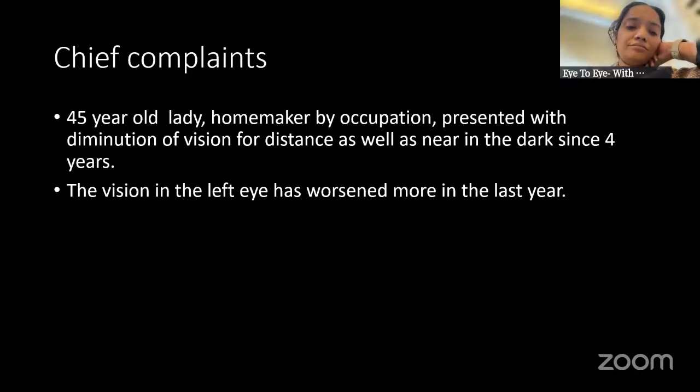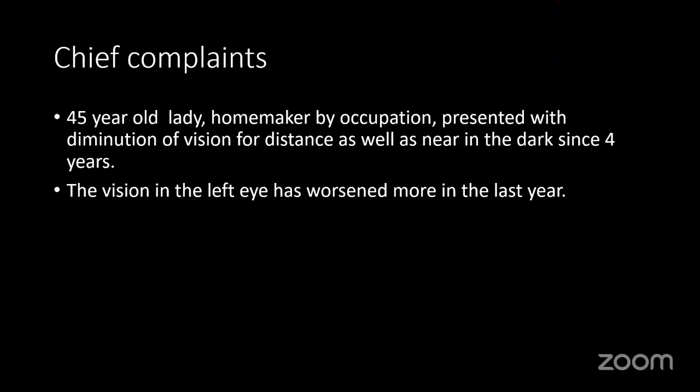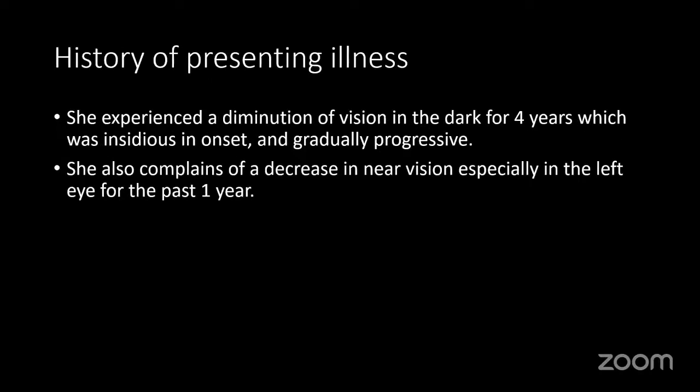So, we are presented with a 45-year-old lady who was a homemaker by occupation. She complained of diminution of vision for distance as well as near in the dark since 4 years. The vision in the left eye has worsened more in the last year compared to the right eye. On further questioning, she said she has been experiencing this diminution of vision in the dark, and it was insidious in onset and gradually progressive. She also complains of a decrease in near vision, especially in the left eye, for the past 1 year.